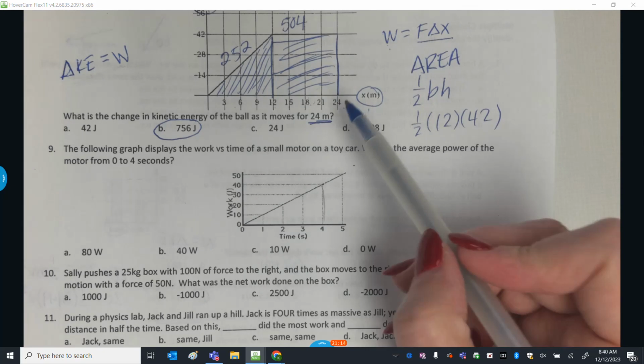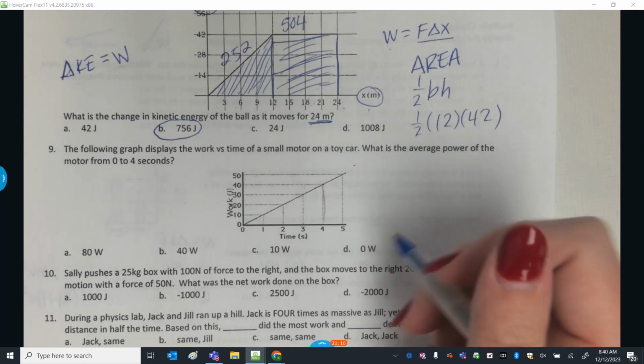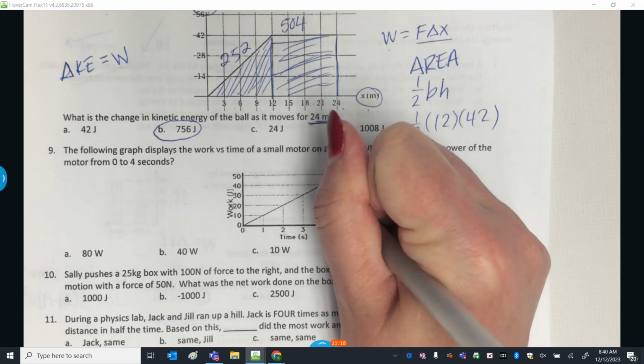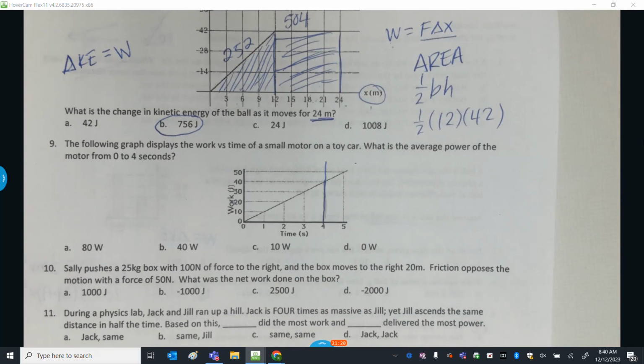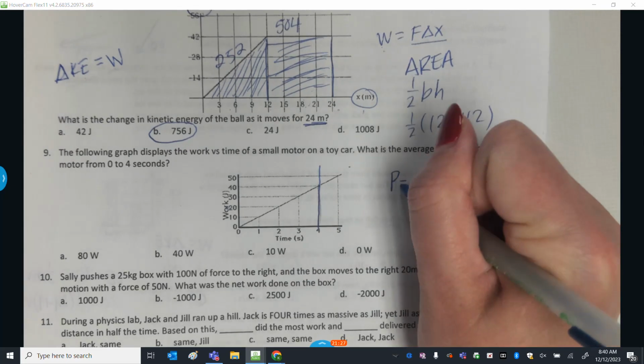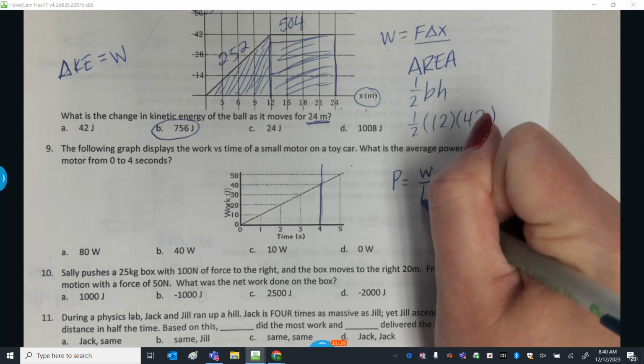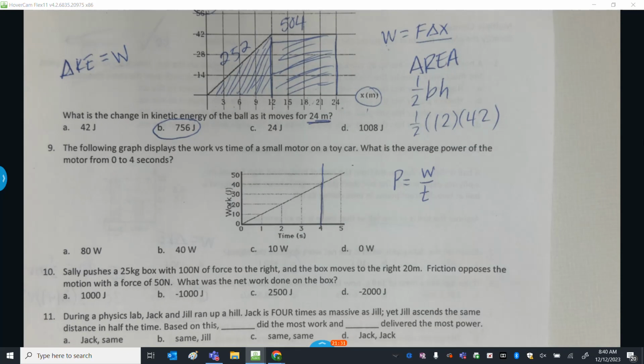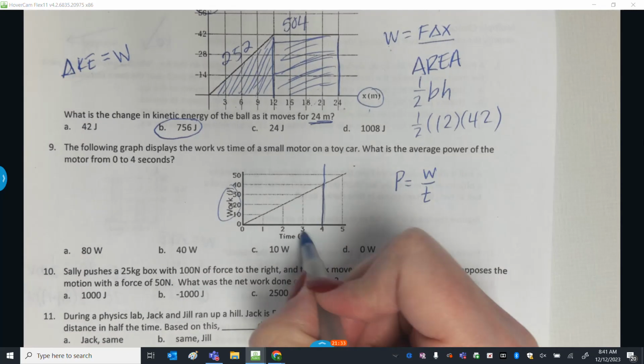So this graph, we looked at the whole graph. This time, though, we're only looking at the first 4 seconds. Make sure you pay attention to which part of the graph you're looking at. The question is asking us for power, and our equation for power is work divided by time. That's what's on my axes, work, time.